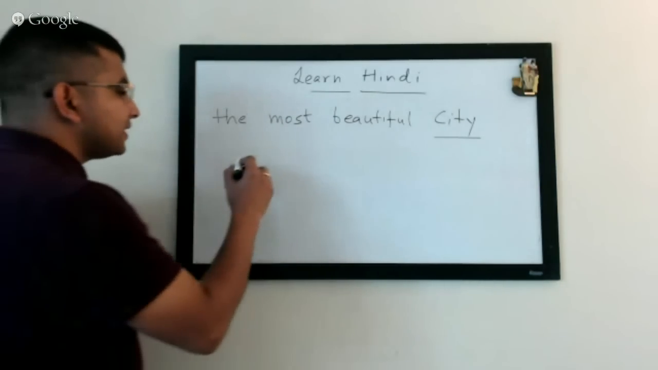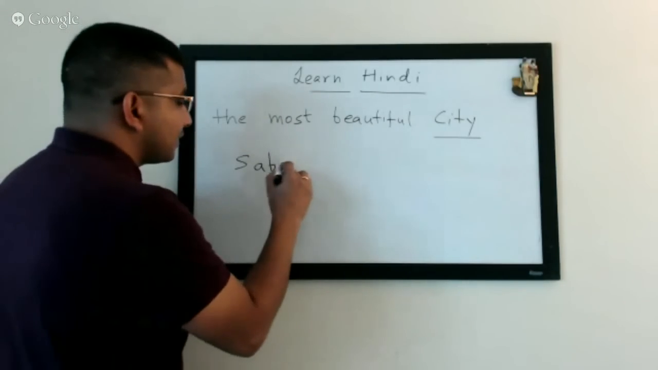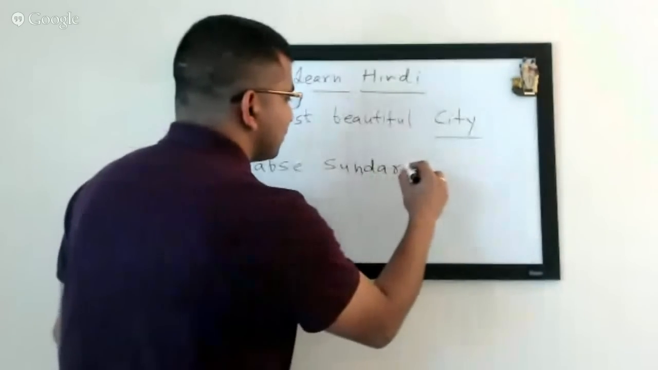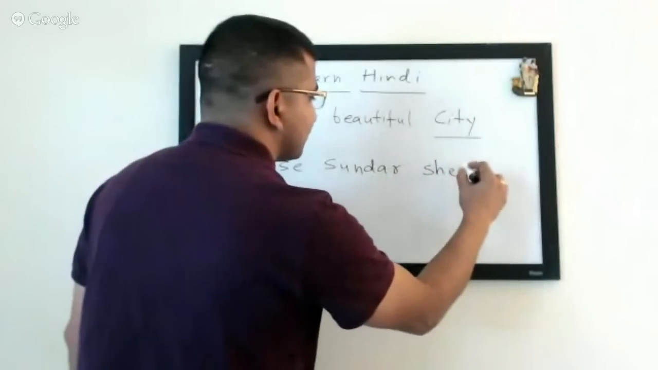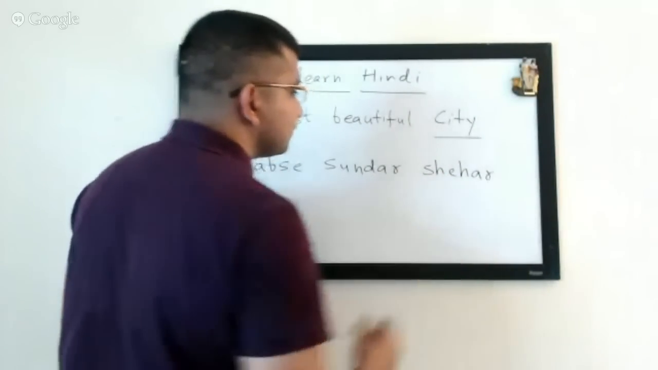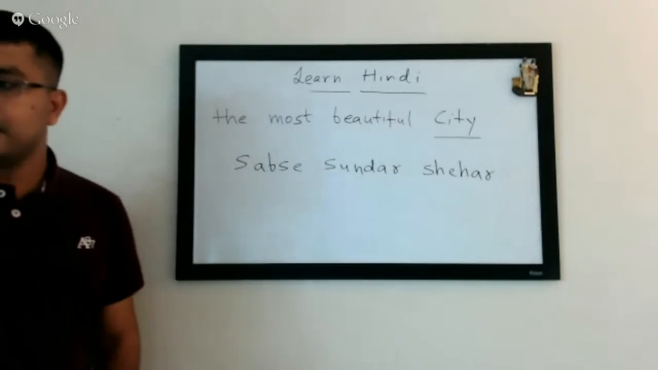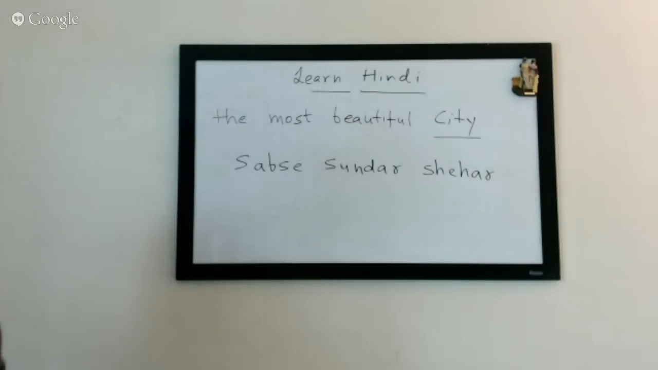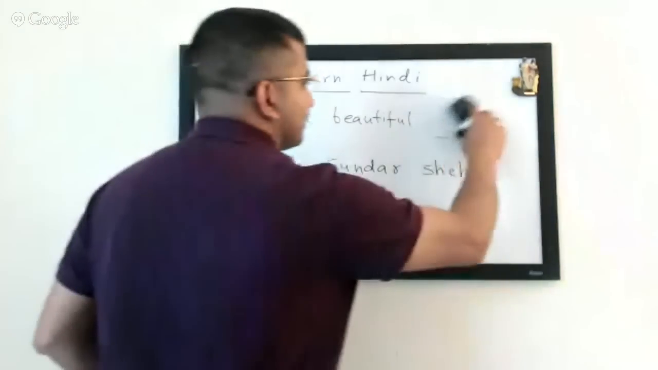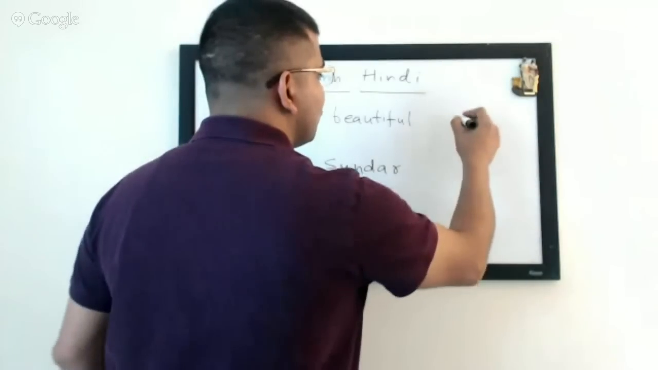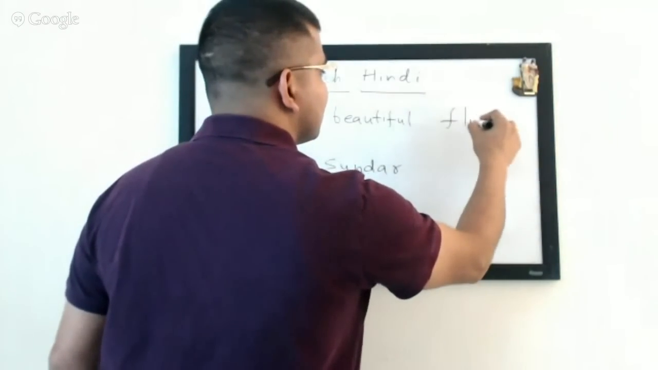So it would be सबसे सुंदर शहर, सबसे सुंदर शहर, right? The most beautiful city. Has several of them to cover. So, we'll keep going. Next one is the most beautiful flower.